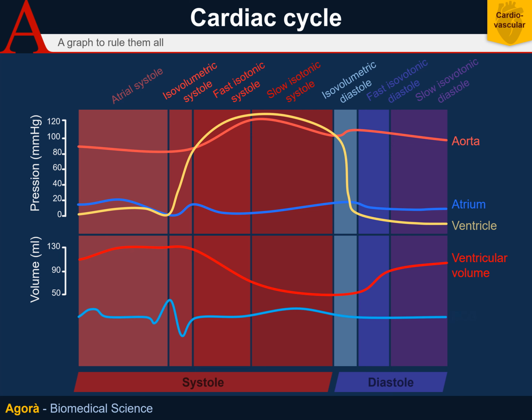Let's take a look at how these events are related to the electrical events that occur in the heart. Just before the atrial systole, there is the ECG P wave that we have already mentioned. The QRS complex takes place between the atrial systole and the isovolumetric contraction. You can observe how the electrical event comes before the muscular event. In fact, the electrocardiographic repolarization occurs during the slow isotonic contraction.